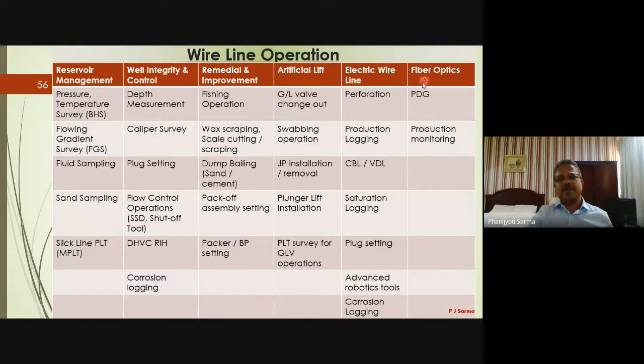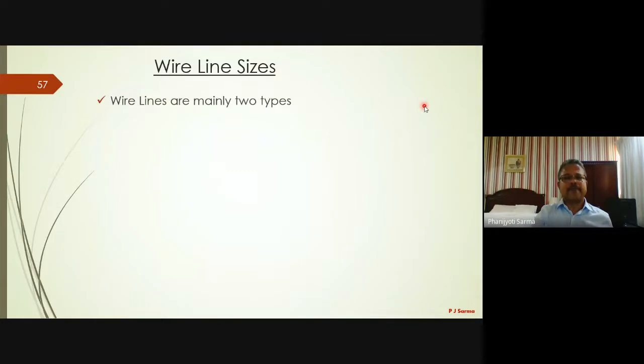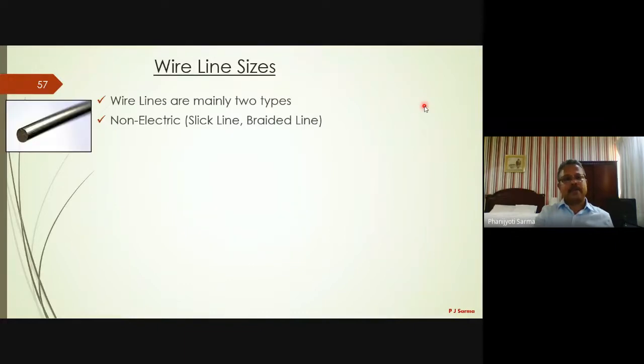And obviously there is another wireline, the fiber optics operation, which is for permanent downhole gauges and production monitoring. So these are the wireline operations. Now coming back to the wireline types, there are mainly two types of wireline used for well intervention. One is the non-electric type. The non-electric type is the slick line, which you can see in the picture, and it could be the braided line.